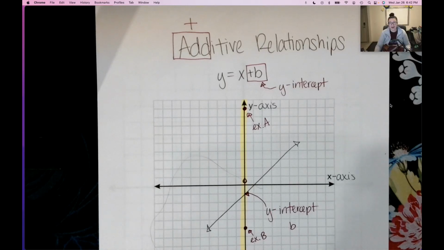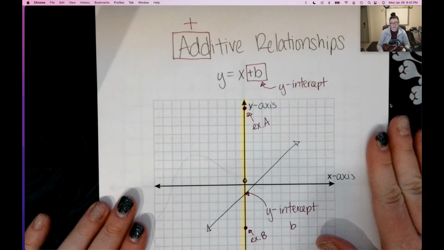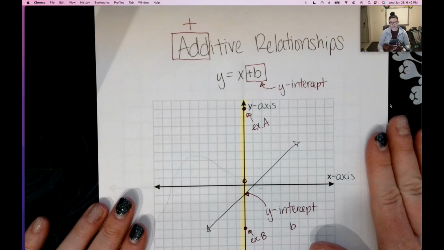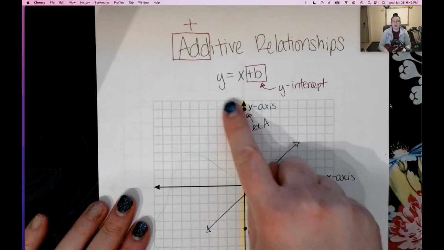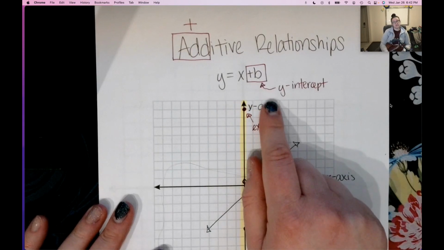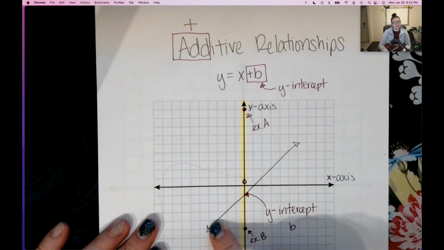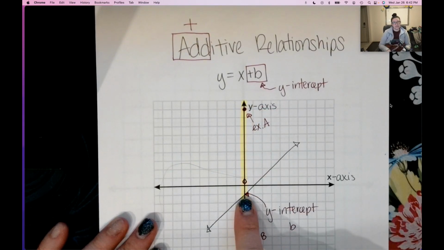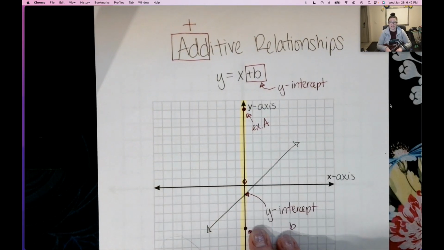Hello. Real quick. Additive relationships. Our equation is y is equal to x plus b. Our b is our y-intercept on our graph, the point where my line crosses the y-axis.